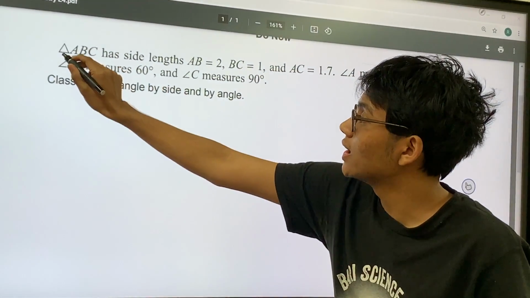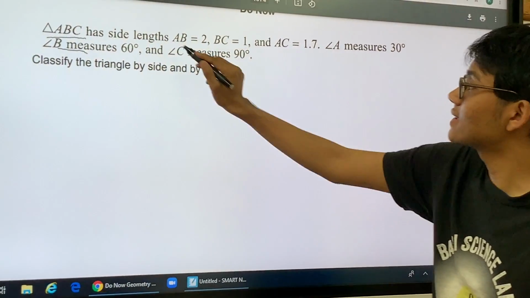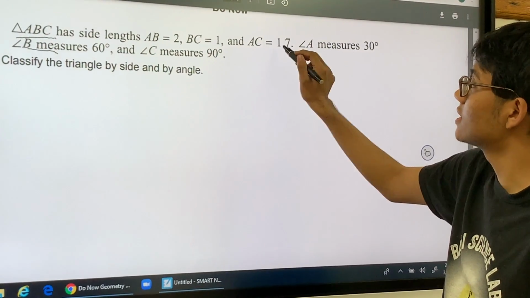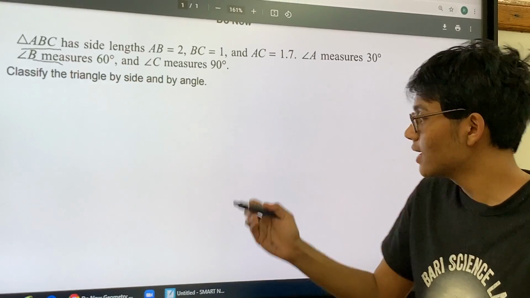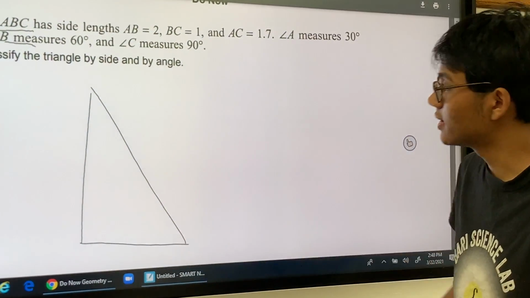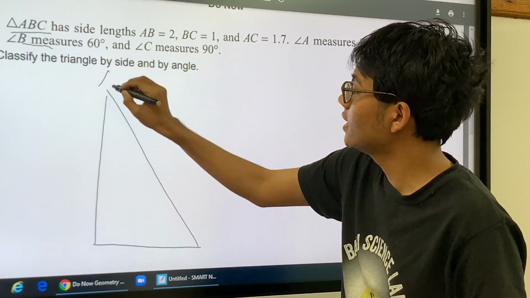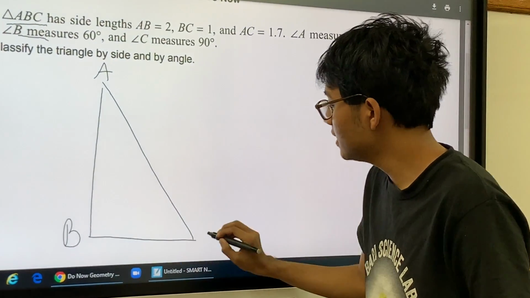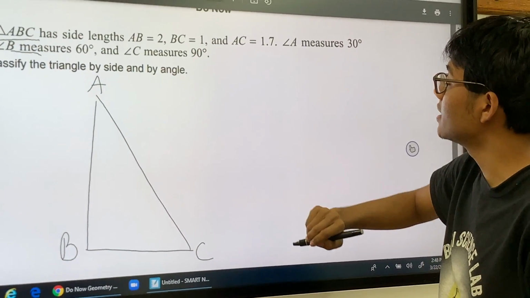So we have a triangle ABC and it has side lengths AB is 2, BC is 1 and AC is 1.7. So let's go ahead and draw our triangle out. So I drew my triangle like this. So I have A, B, C. So I know my AB is 2.